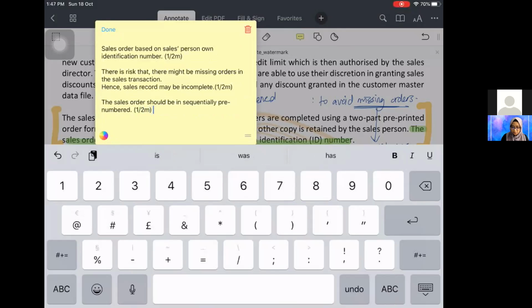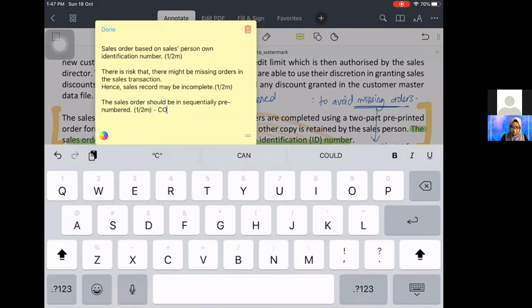So this is the control procedure that you want to talk about. The sales order should be sequentially pre-numbered. You know the ideal thing about an internal document is it must be sequentially pre-numbered. So you write that as part of your answer. That is the control procedure that the company must write and must do: it is sequentially pre-numbered. So you get your first half mark.